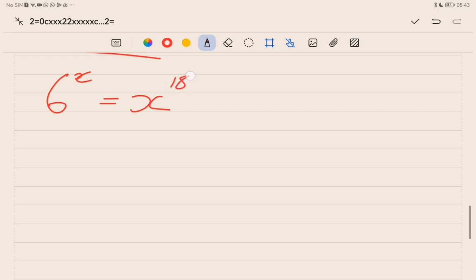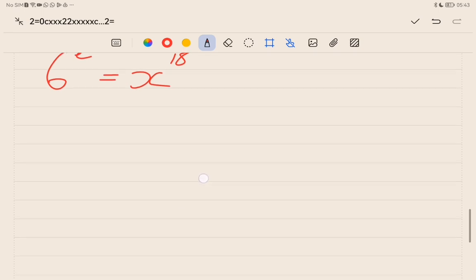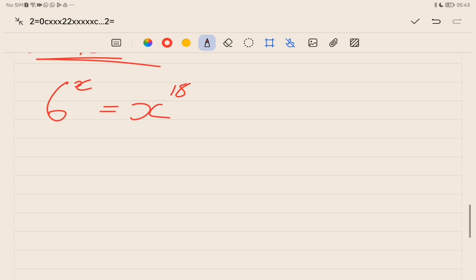With these ones, I need you to be careful. Don't be intimidated by these kinds of questions. What you need to do firstly is make sure that the variable x is on the same side and numbers are on the same side. You can start by taking the 18 to this side or start by taking the x to this side. It depends on you. But firstly, I'll start by moving x to the other side.